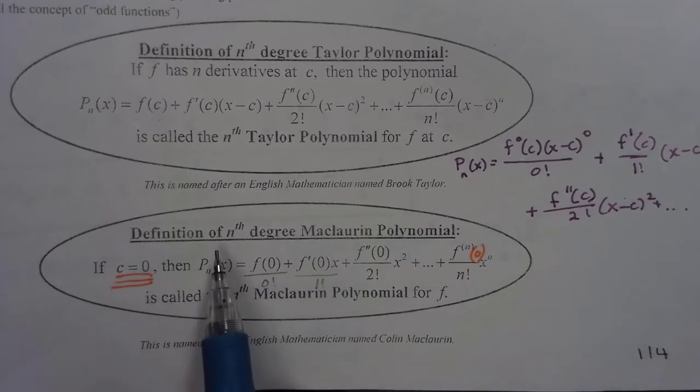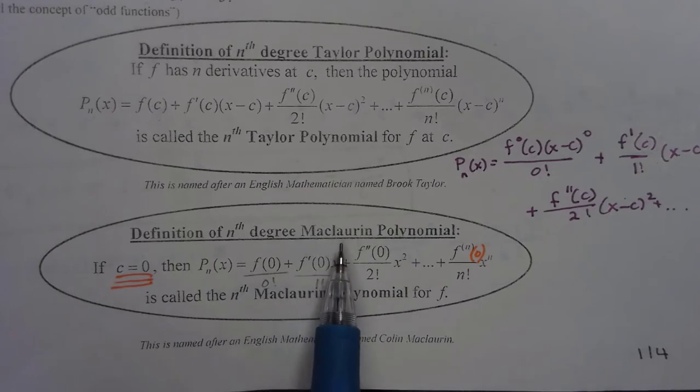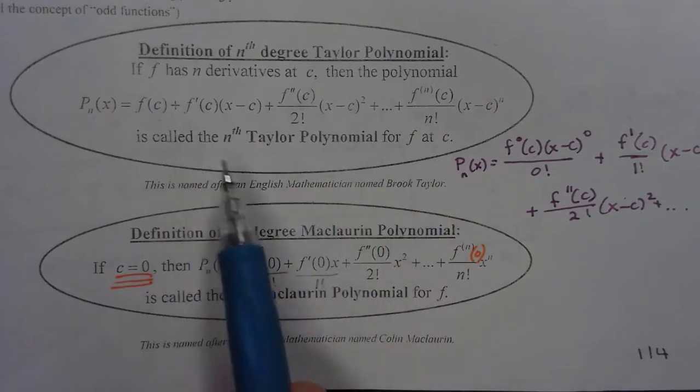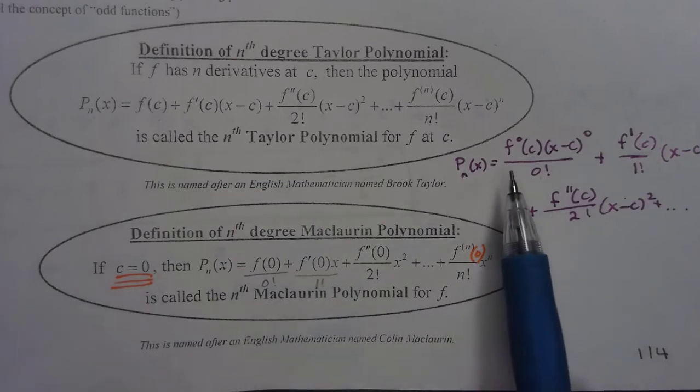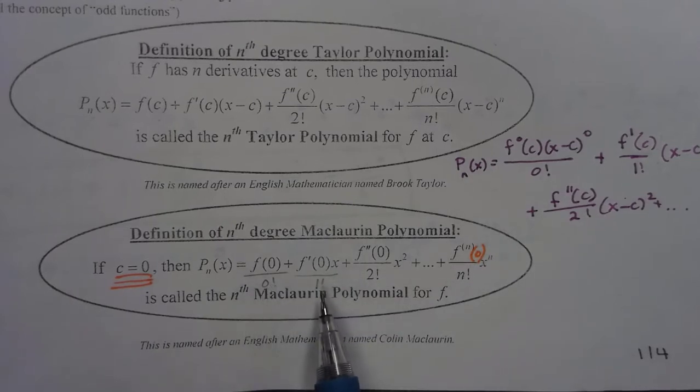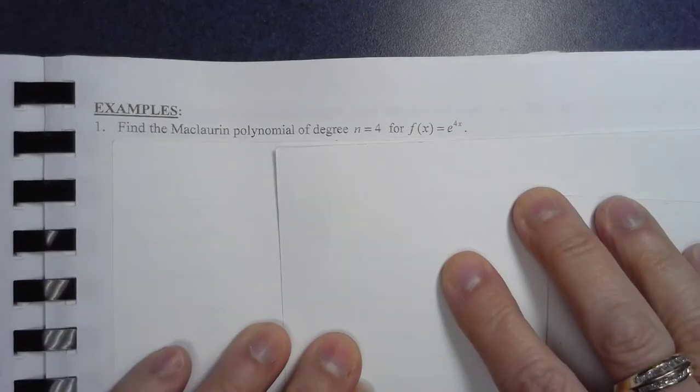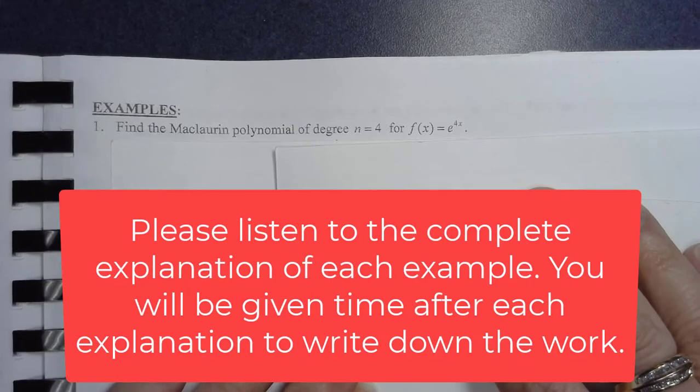So the definition of my nth degree Maclaurin polynomial is exactly the same, but Maclaurin polynomials are centered at 0. And again, it's understood that we have over 0 factorial, over 1 factorial, and so forth. This is named after an English mathematician named Colin Maclaurin. As we move through the examples for this section, let me explain the example. You pay full attention, and then at the end of the example, I'll give you time to write it down.